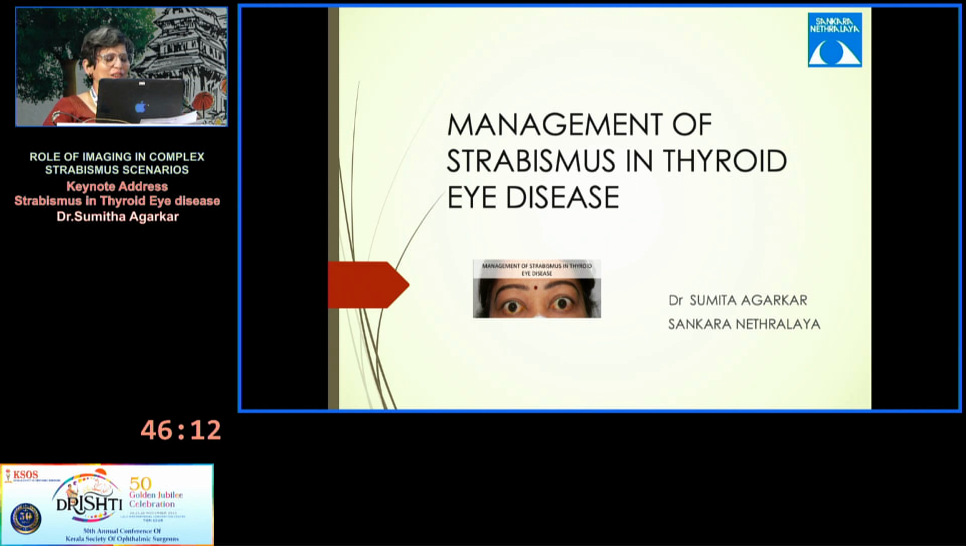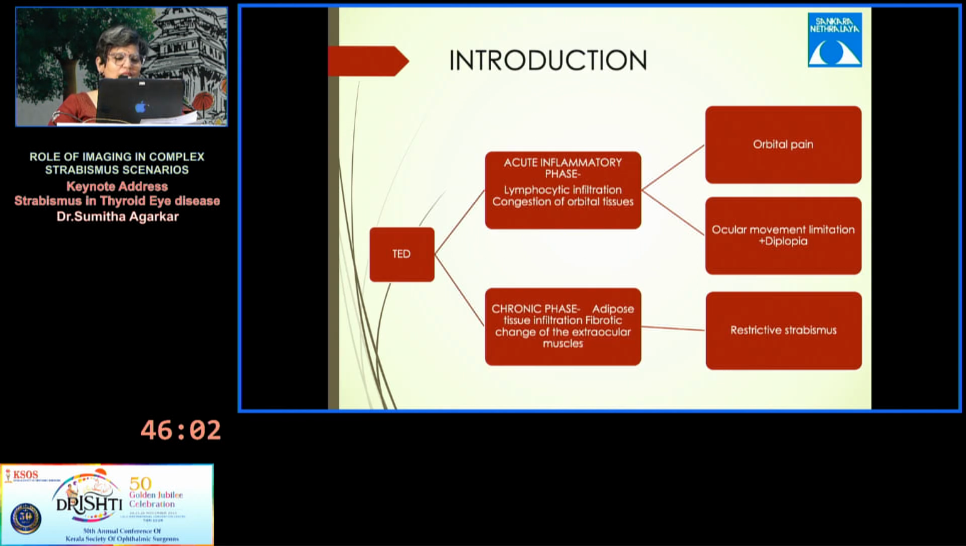Yes, talking about thyroid is easy. Managing it is difficult. So I'm only talking, so I think it's not that difficult. Thyroid eye disease, or thyroid orbitopathy, is basically a clinical spectrum of disease which has involvement of muscles, optic nerve, orbital tissues, as well as even the ocular surface and cornea in the later stages.